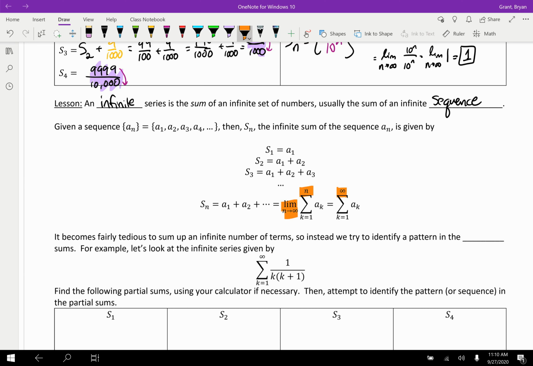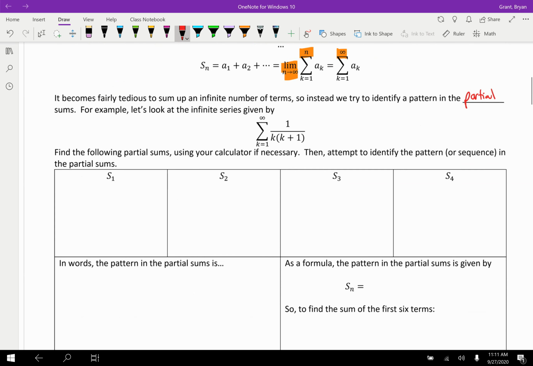Now, it does become fairly tedious to sum up an infinite number of terms. So if I asked you to find the infinite series of an infinite sequence, you probably wouldn't want to do 1 plus 3 plus 5 plus 7, so on and so forth. There are many terms. There's an infinite number. So instead, we try to do what we did in the opener. We try to identify a pattern in the partial sums, right? And that's what we did up above. But let's look at one more.